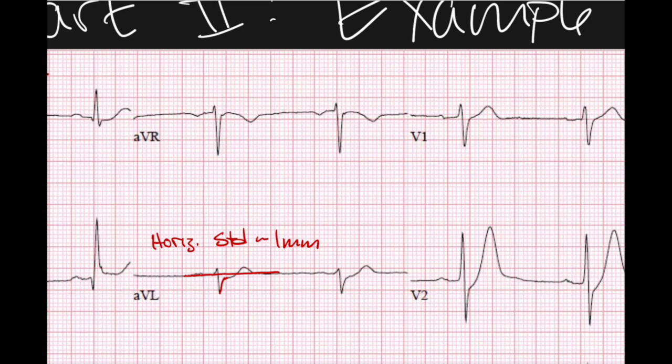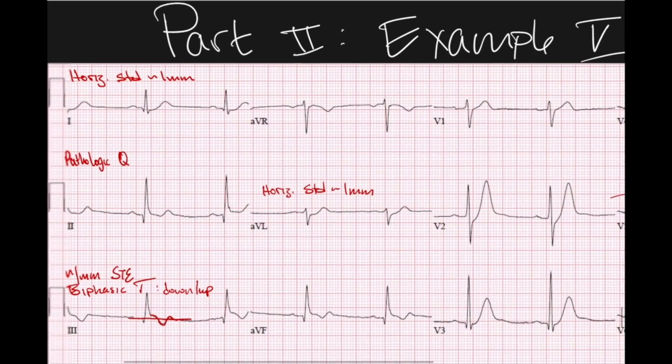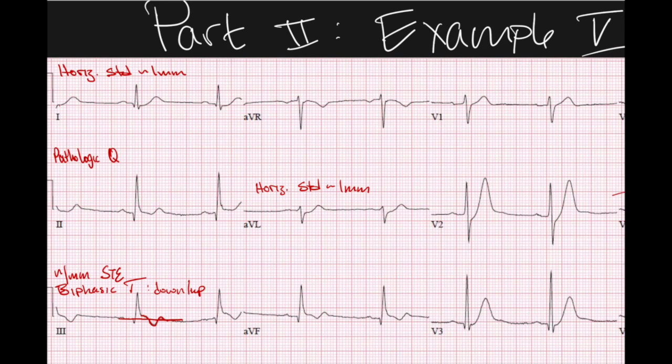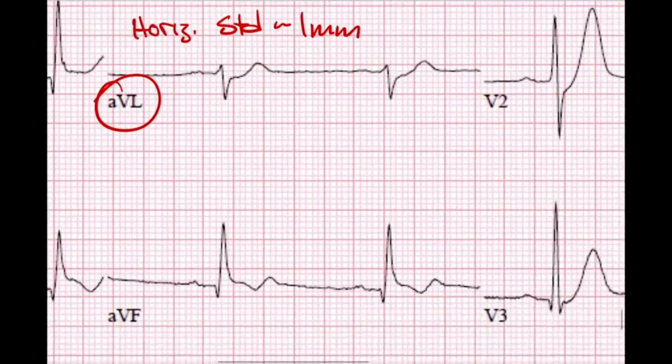Now remember, our ST depression was greater than or equal to 0.5 millimeters of depression in 2 or more contiguous leads. So that can be a little concerning. So this high lateral lead has some ST depression, and we noticed lead 1 also had a little bit of ST depression, and those are contiguous leads. So we definitely have pathologic ST depression happening now.